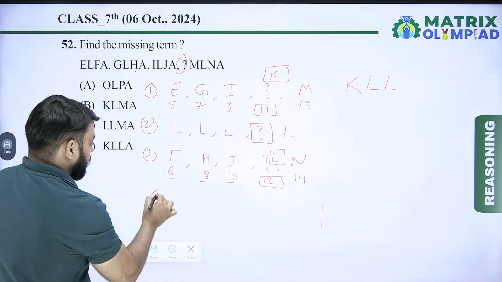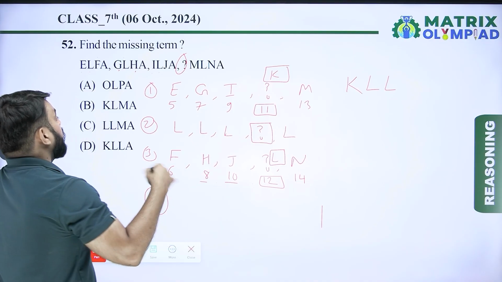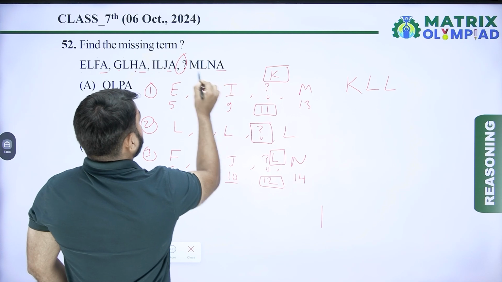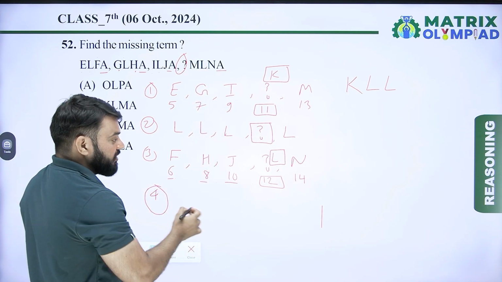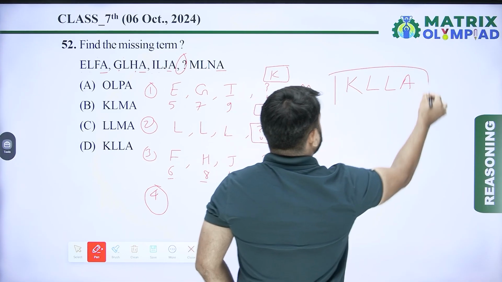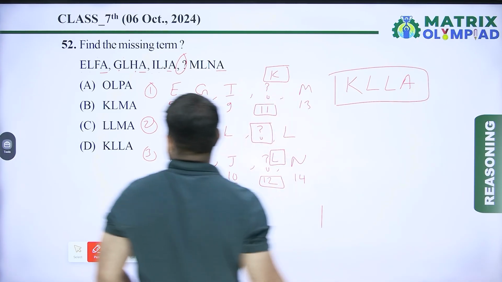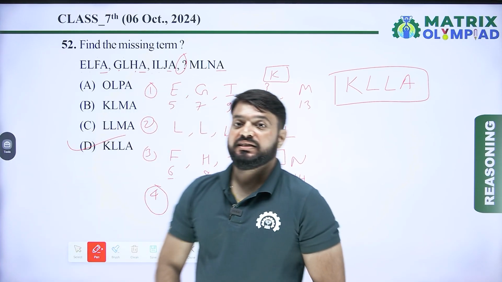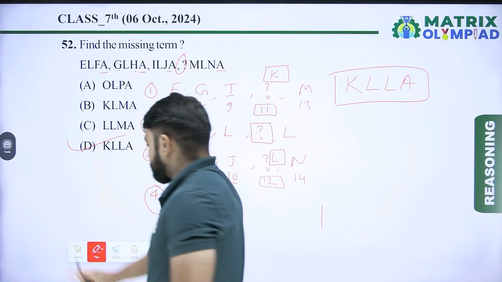Now taking the fourth alphabet of each term. So A, and A. So the fourth alphabet of the missing term is also A. So the missing term is K, L, L, A. So here option D is the missing term of the given series. So let's move on to the next question.